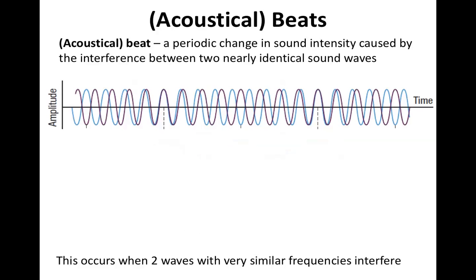So let's take a look at the interference of 2 waves that have slightly different frequencies. Notice the blue and purple waves. They have slightly different frequencies. Maybe it's not obvious at first, but from this notch to this notch is 1 second. If you count the purple waves, you have 1, 2, 3, 4, 5, 6, 7, 8. That's 8 crests in 1 second. So that's 8 hertz.